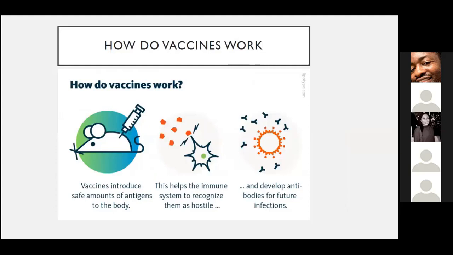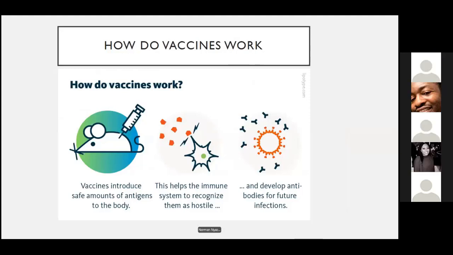So how do vaccines work? Safe amounts of antigens are introduced into the body, and this helps the immune system to recognize them as hostile, and therefore it will develop antibodies and better prepare itself for future infections.